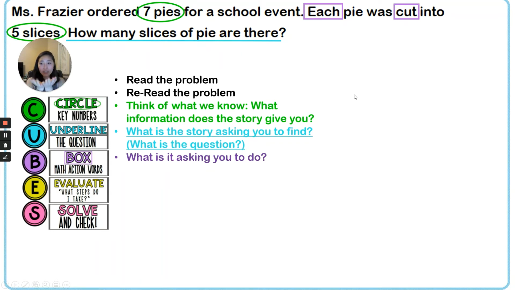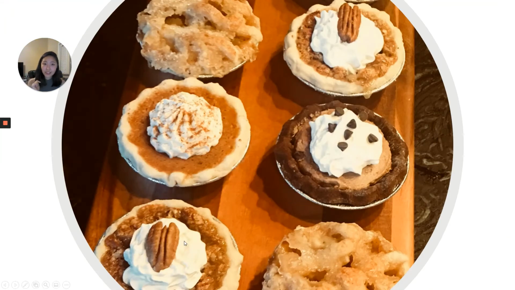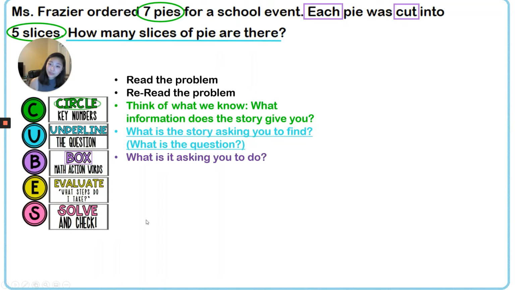Make sure you're thinking of the pies that you just saw in that first part of the video, like right here. Right now you can only see 6, but you can kind of see a little sliver of a 7th right there. So if you had 7 of these and you have to cut each of them into 5 slices, how many people can get a pie? How many slices do you have? So that's kind of what they're asking you for.